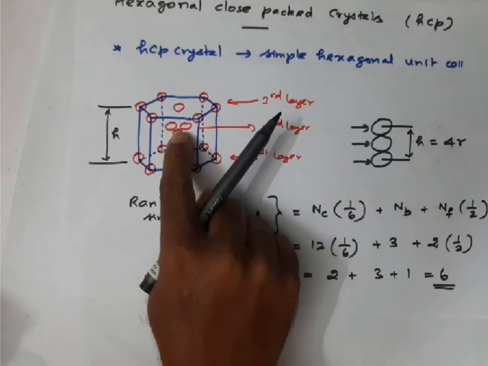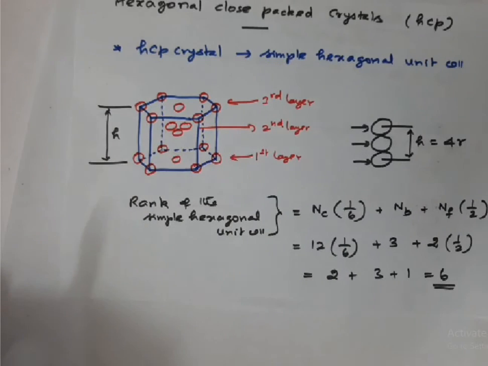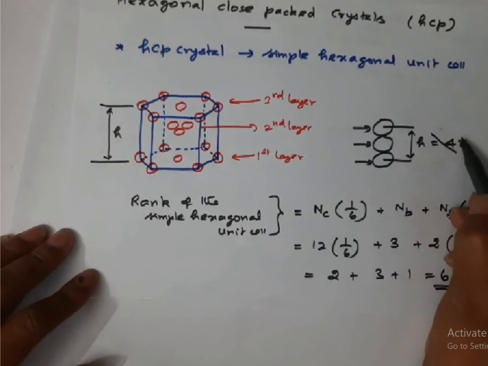Actually, the second layer atom is present in the depressions of the first layer. I told you, right? It is present in the depressions of the first layer. Therefore, H is not equal to 4R.